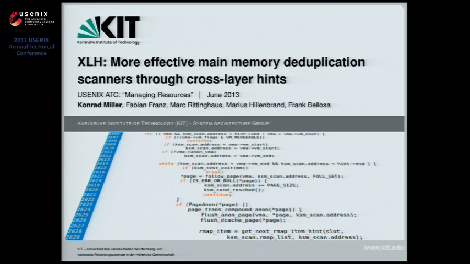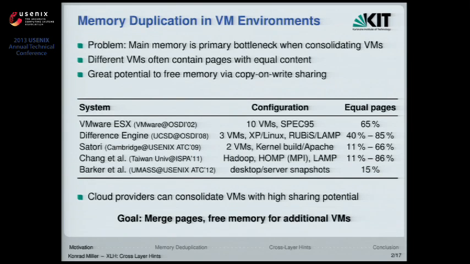And as already mentioned, I will be telling you today how to save memory in virtualized environments by getting more effective deduplication scanners through cross-layer hints. So the problem is that when consolidating many virtual machines onto fewer hosts in the multi-core and many-core era, the primary bottleneck that you hit is actually the main memory size.